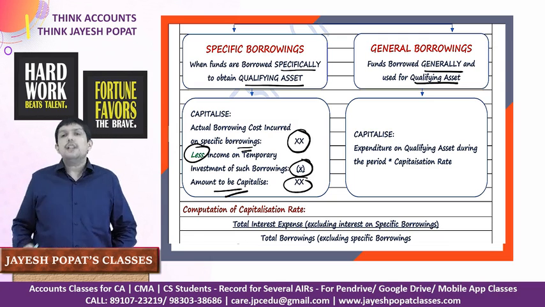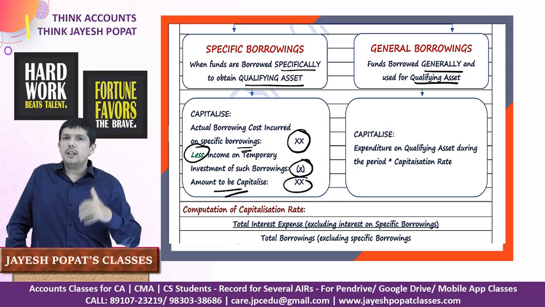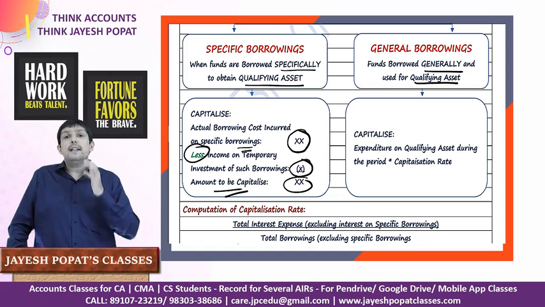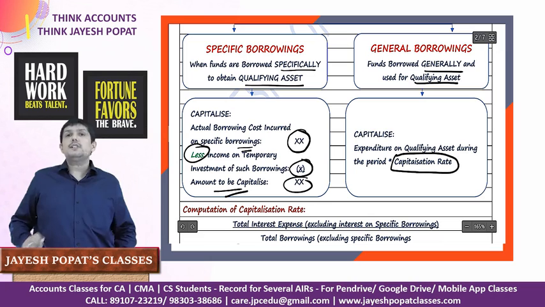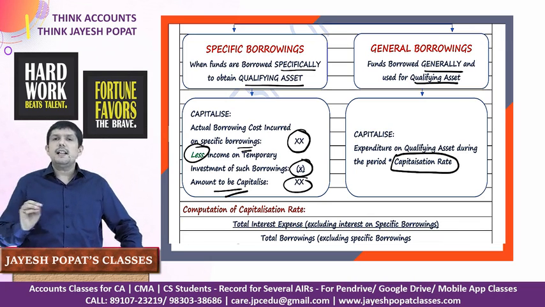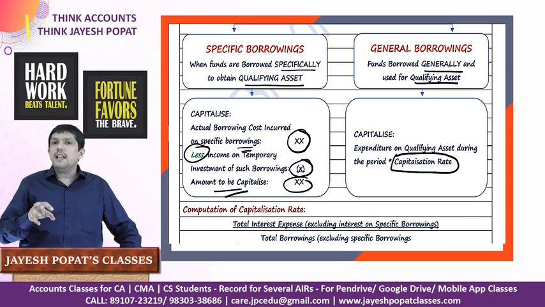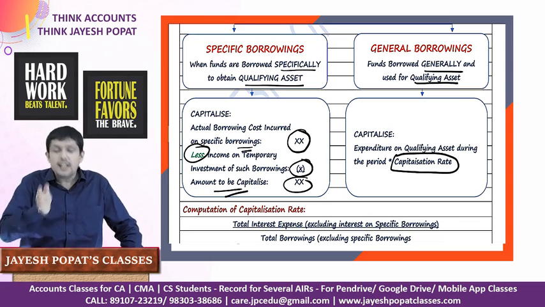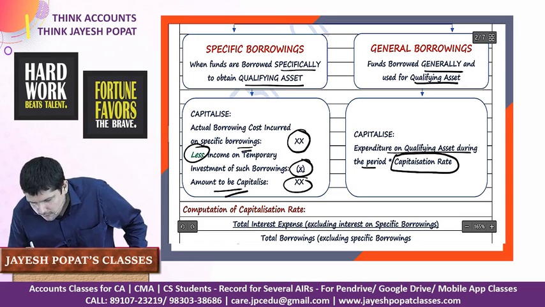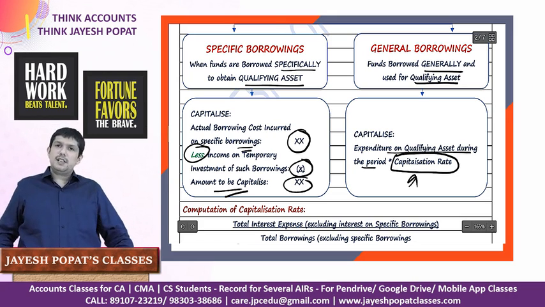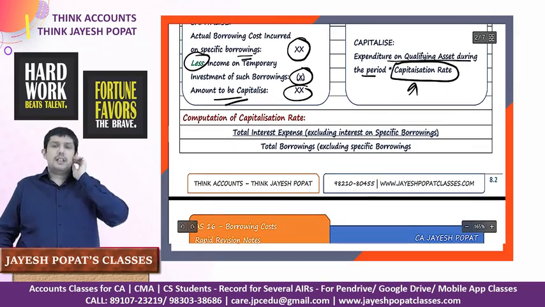But in relation to general borrowing, maybe we have 5 loans all taken at different rates, all having a different amount of borrowing. In that case, we need to calculate a capitalization rate. What is this capitalization rate? This capitalization rate is the weighted average rate of all the borrowings which the enterprise has taken other than the specific borrowing. The amount of expenditure incurred on the qualifying asset into this capitalization rate will give us the amount to be capitalized in relation to this general borrowing.